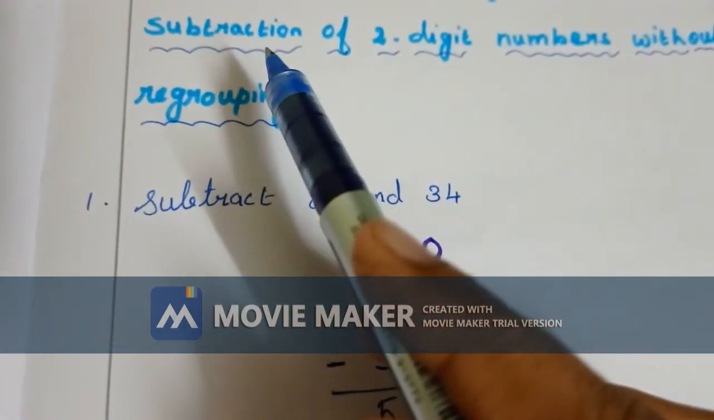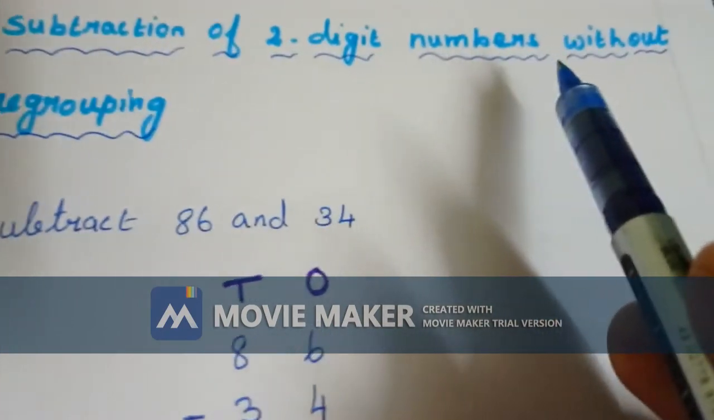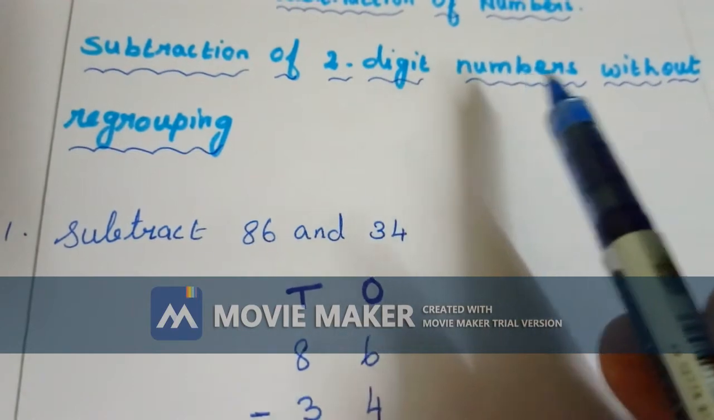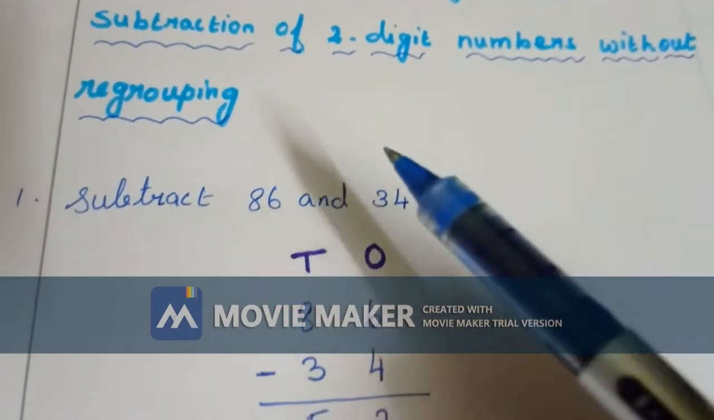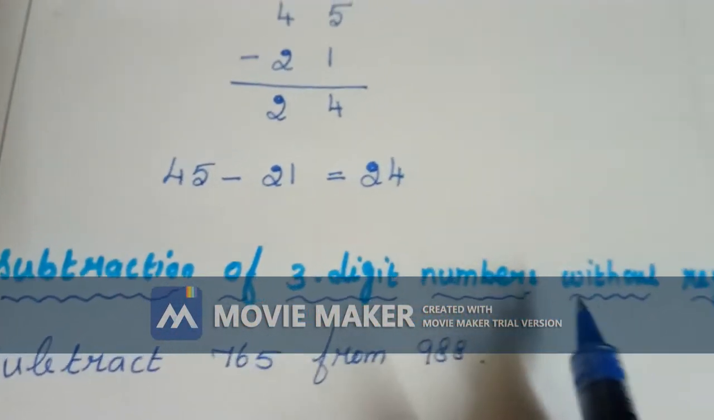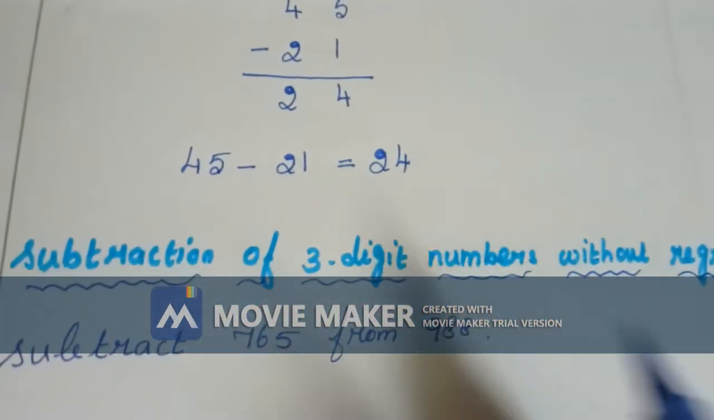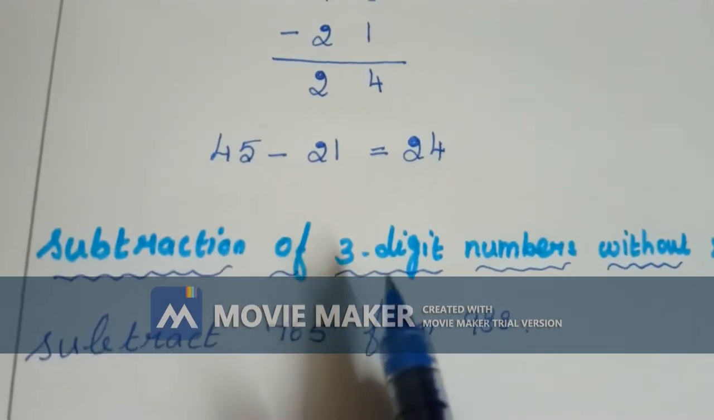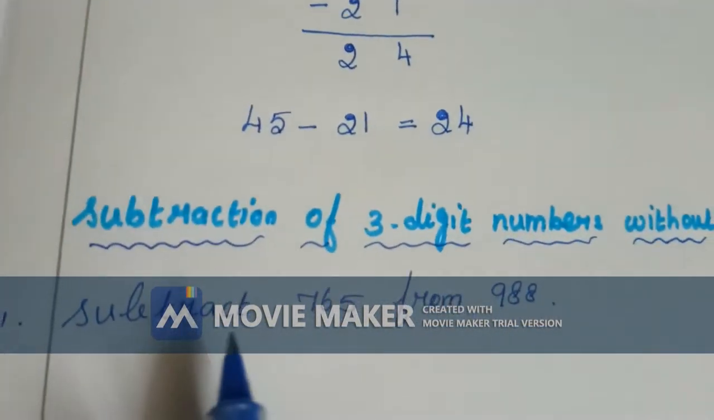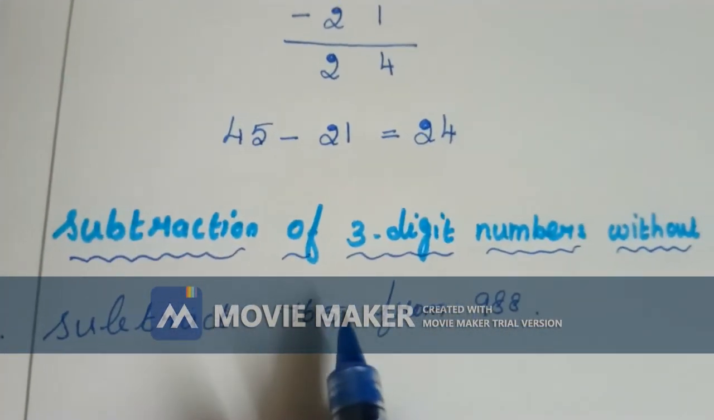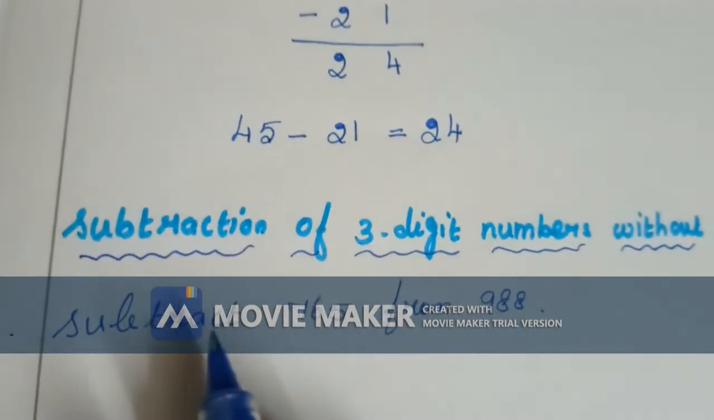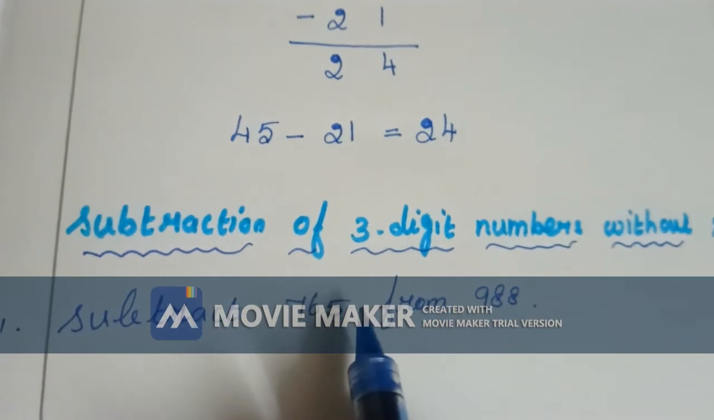Children, now we learned the subtraction of 2-digit numbers. The next we are going to learn about the subtraction of 3-digit numbers without regrouping. So the first question: subtract 765 from 988.